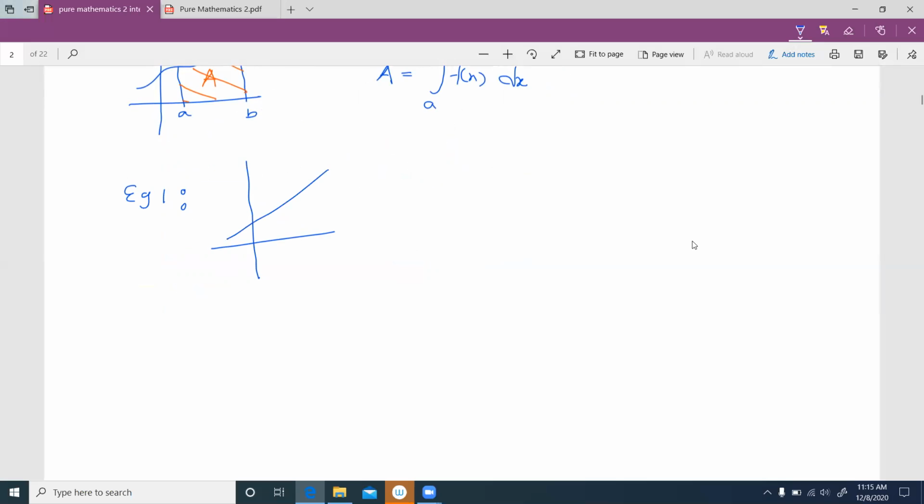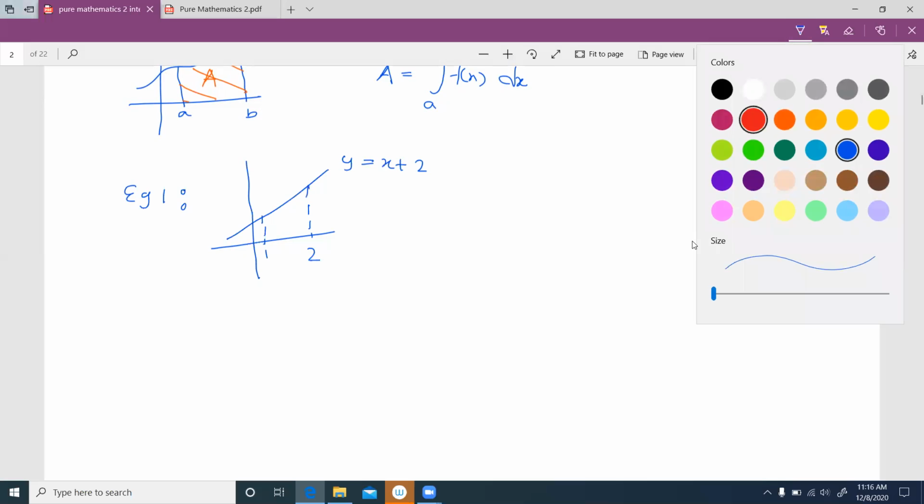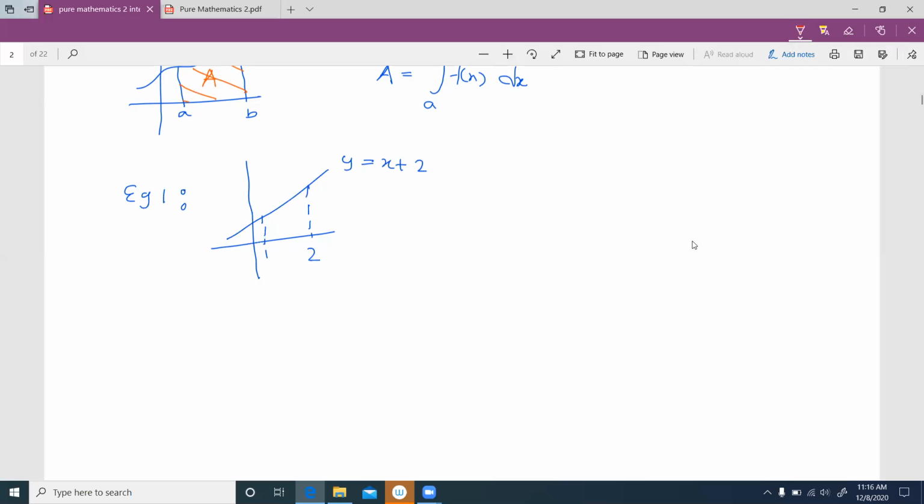The equation is y equals x plus 2, right? Suppose that they need this area to find. Here, this is 1, 2, yeah. Suppose that I need to find this area.